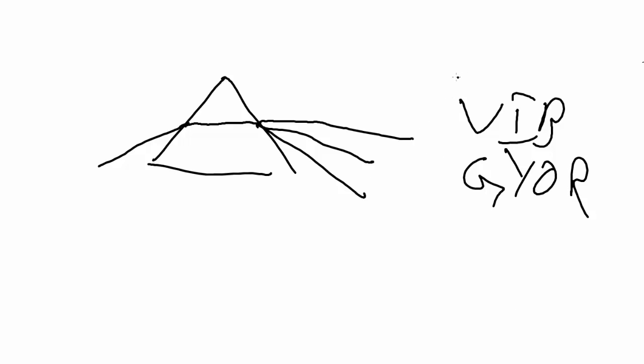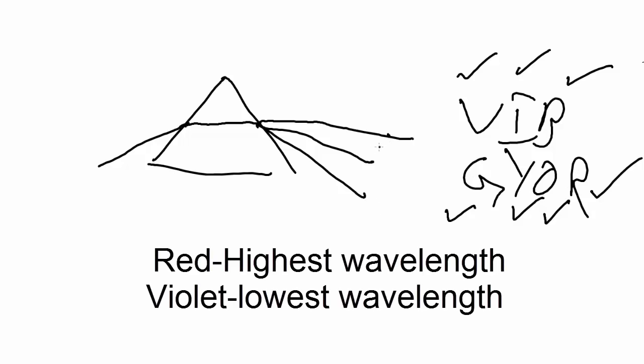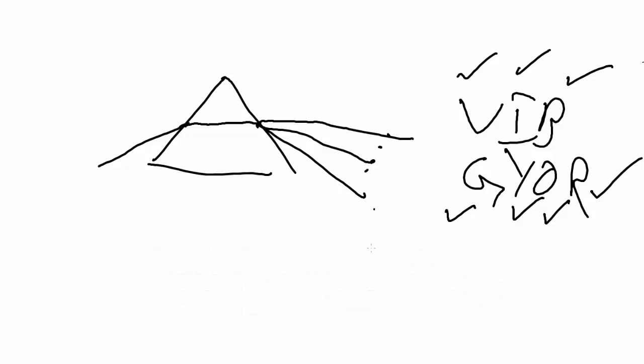So basically what is this? Violet, indigo, blue, green, yellow, orange, red. First of all red comes first, then comes orange around here somewhere, then yellow, then you have green around here somewhere, followed by blue, indigo, and then violet. And that's about it.